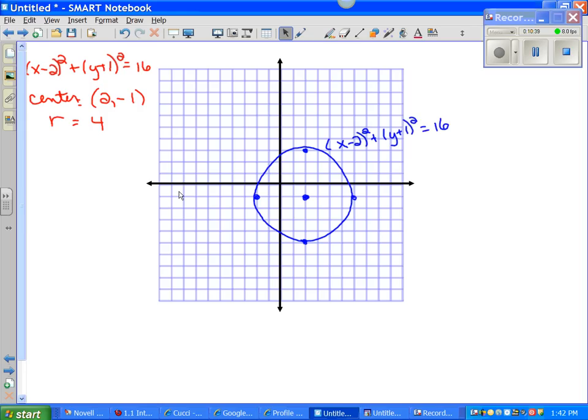Okay, so you should now know how to graph circles, find the center, the radius, midpoint, and distance formula.